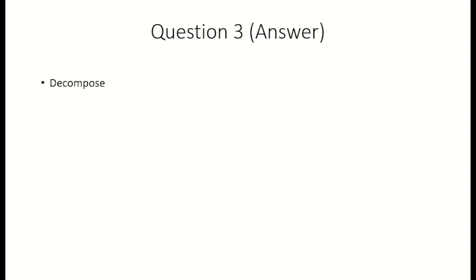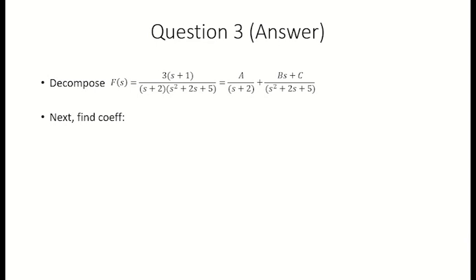Okay, let's do this. First, we decompose F of s into two parts. Specifically for this question, I combine both the algebraic as well as the residue method. So in finding A, I use the residue method because it's easier that way. Okay, so we eliminate s plus 2 by multiplying the F of s with s plus 2 and replace all the remaining s's with minus 2, and I obtain A to be minus 1.